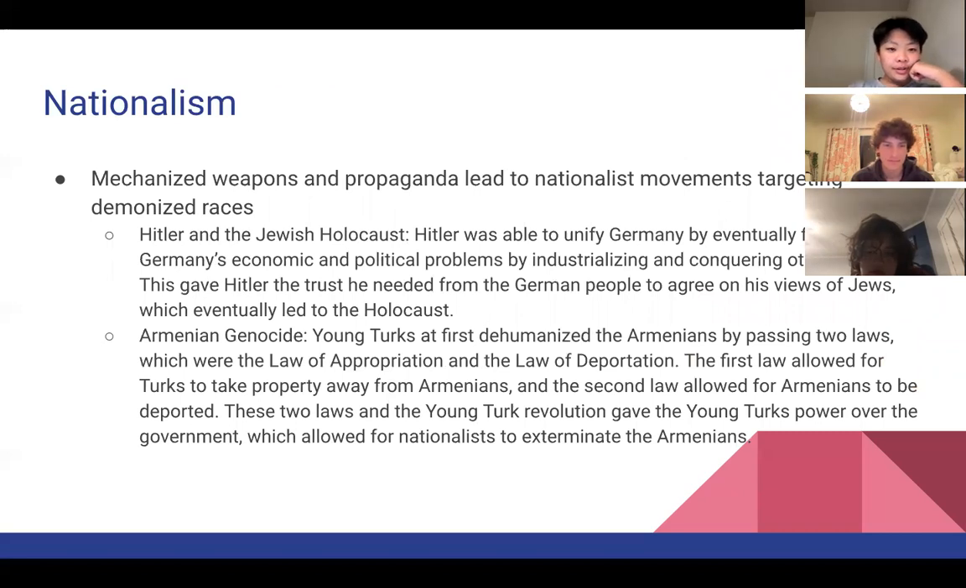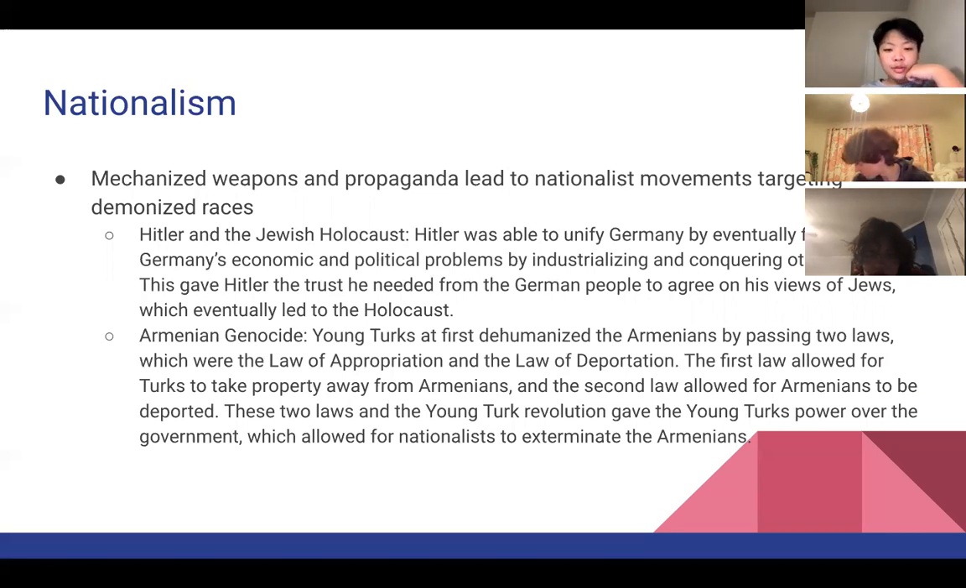Nationalism. So during this time, mechanized weapons and propaganda led to national movements targeting demonized races. An example of this was Hitler and the Jewish Holocaust. Hitler was able to unify Germany by fixing Germany's economic and political problems through industrialization. And this industrialization, as mentioned earlier, allowed them to have better weapons, which allowed them to conquer other countries. And this gave Hitler the trust he needed from the German people to agree on his view of Jews, which eventually led to the Holocaust.